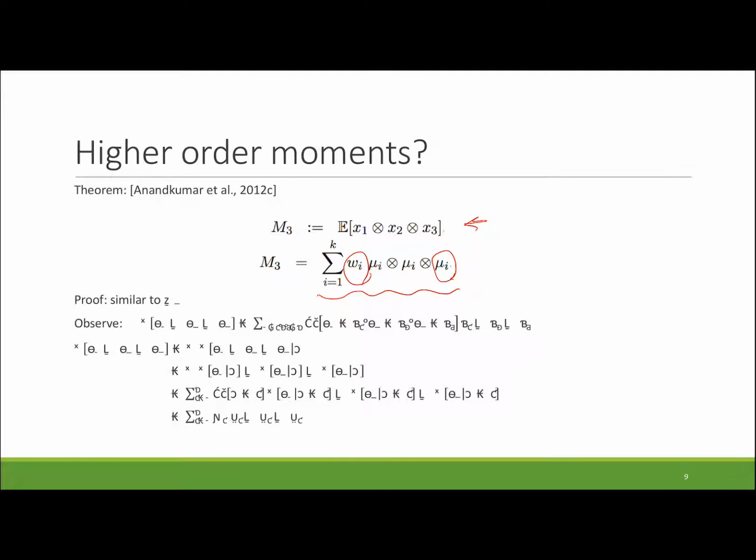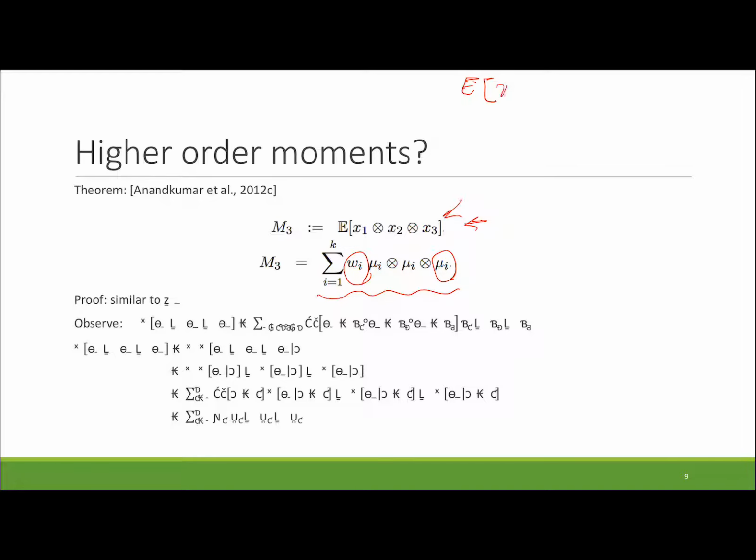And here, if you again estimate these word triplets from the documents, and use any tensor decomposition to decompose it into its rank 1 components, you will recover the true components of the model, right? And the proof is basically similar to the previous one.